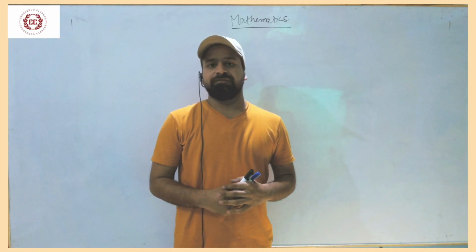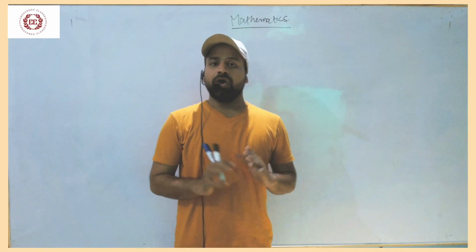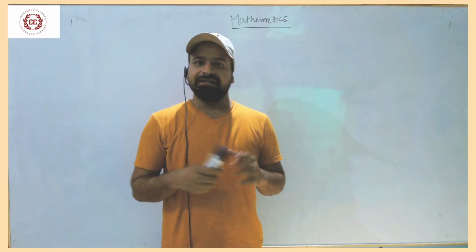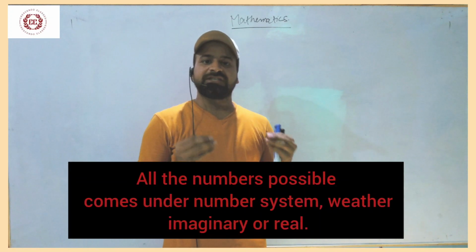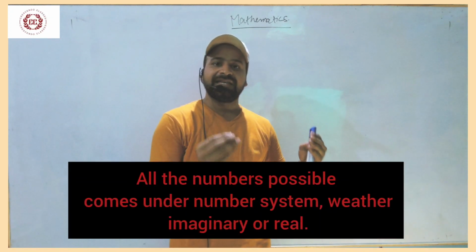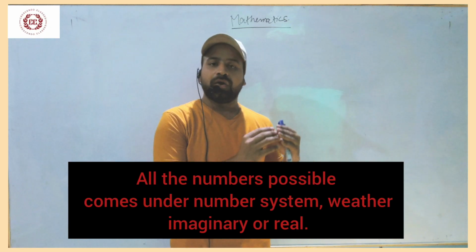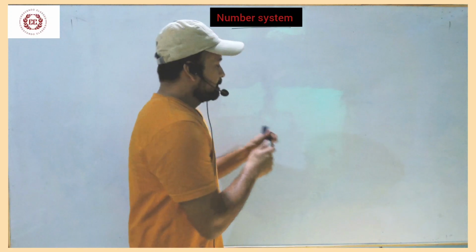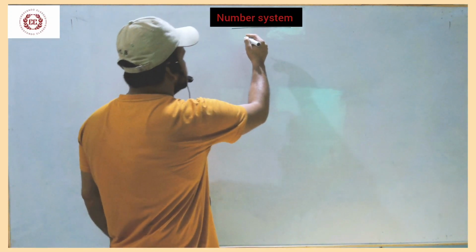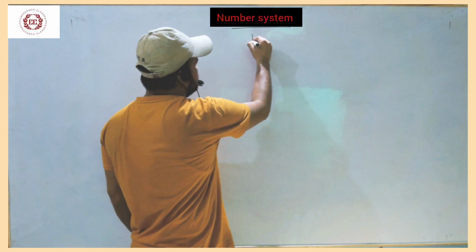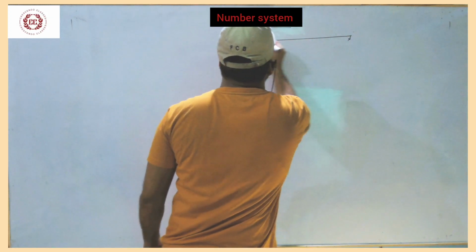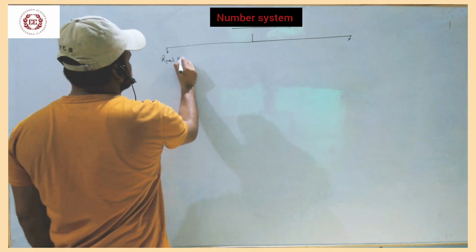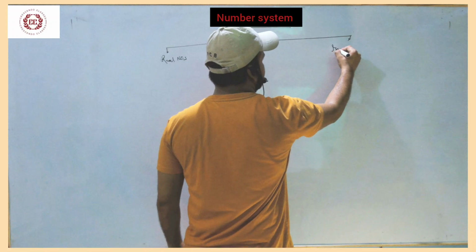What is a number system? All the numbers which can be imagined or have any practical significance can be considered under the number system. While classifying the number system, we can broadly classify it into two parts: real numbers and imaginary numbers.